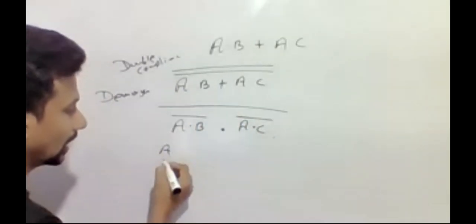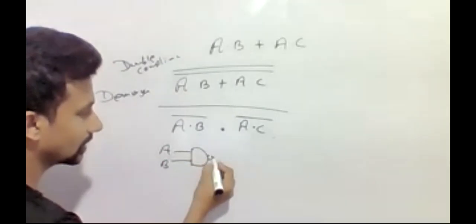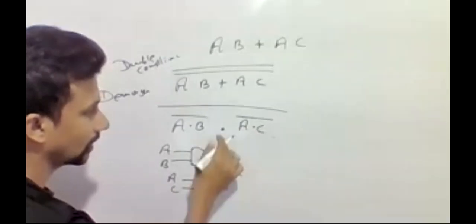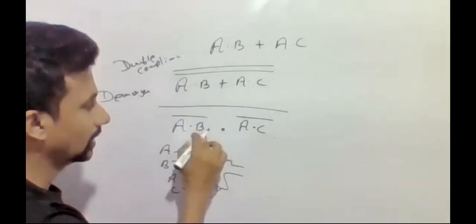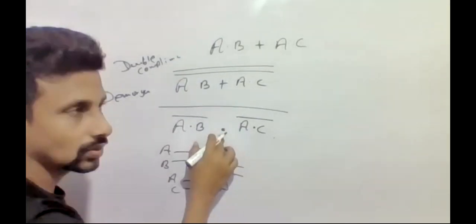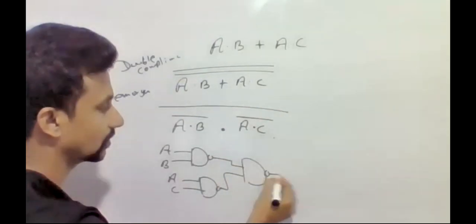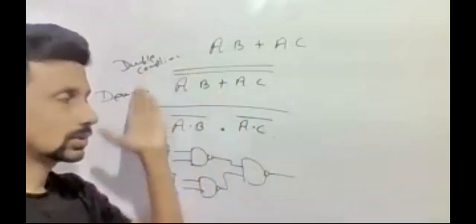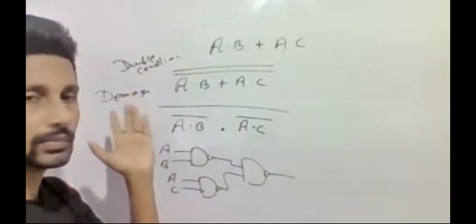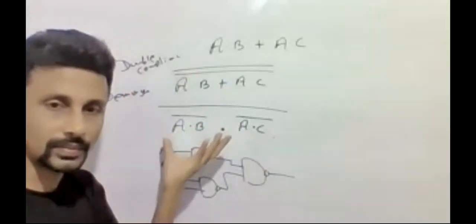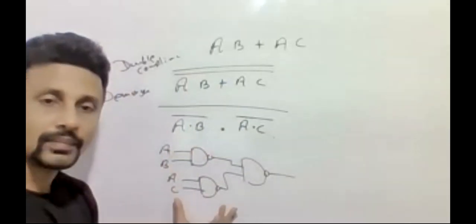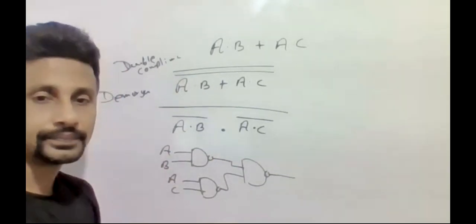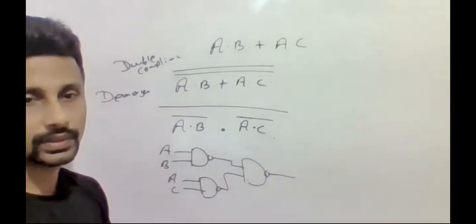So I can draw A dot B AND gate like this. A dot C means again AND gate. Both statements have been connected with dot and dash, again an AND. So very easily I can implement it because I used two laws, the complement and double complement, to simplify it. Then after that only I am drawing. So without drawing 7 gates, you can draw the final output at once, right?